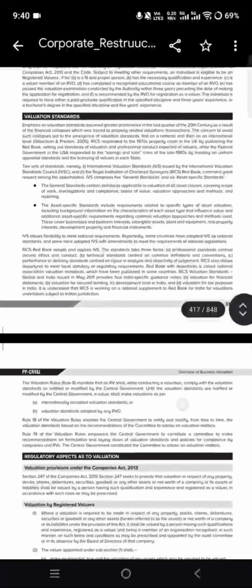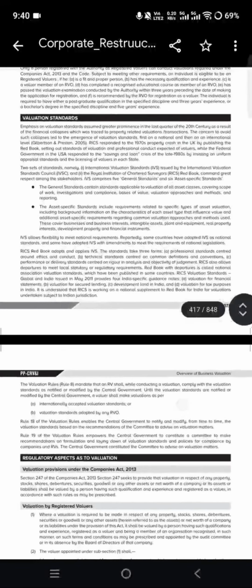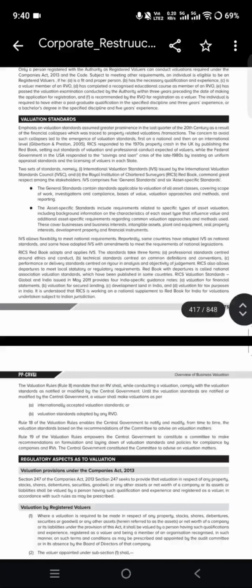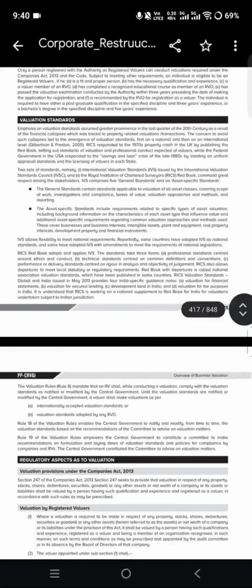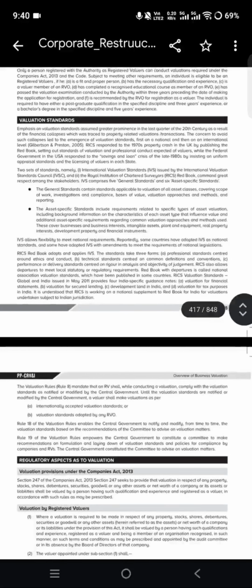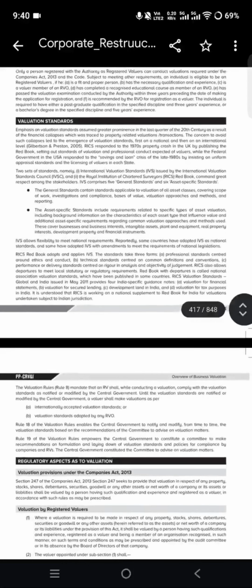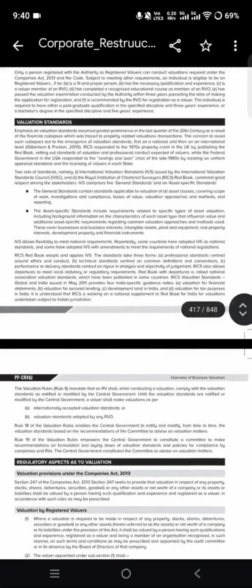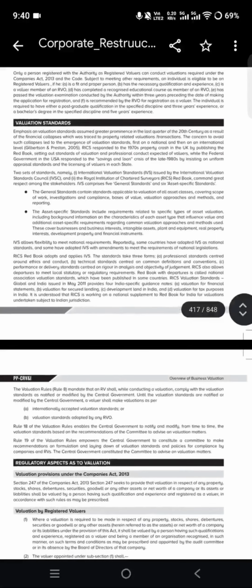Regulatory aspects as to valuation. Valuation provision under the Companies Act 2013, Section 247. Section 247 seeks to provide that valuation in respect of any property, stock, shares, debentures, securities, goodwill, or any other assets or net worth of a company or its assets or liabilities shall be valued by a person having such qualification and experience and registered as a valuer in accordance with such rules. So everything, assets, liabilities, goodwill, debentures, securities, will be valued by the valuer. This is according to Section 247. Valuation by the registered valuer.